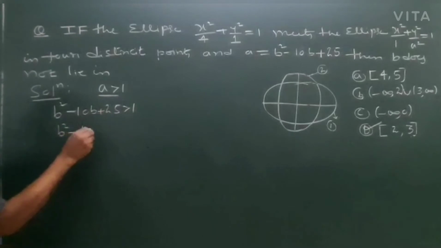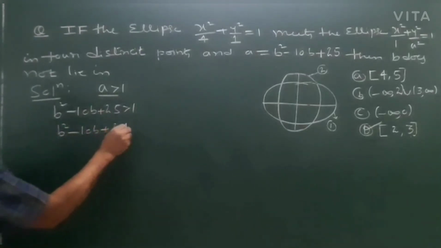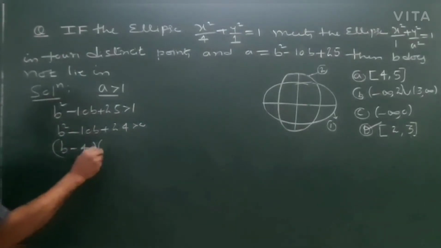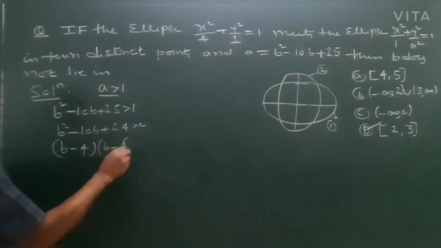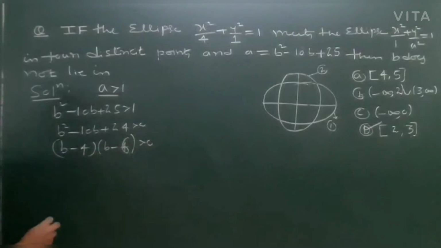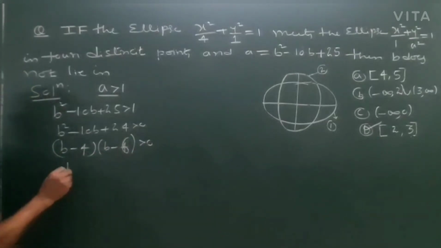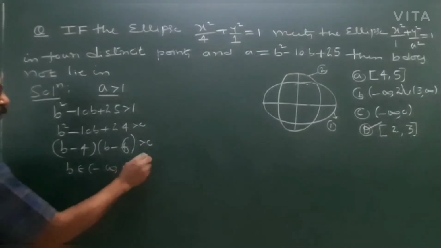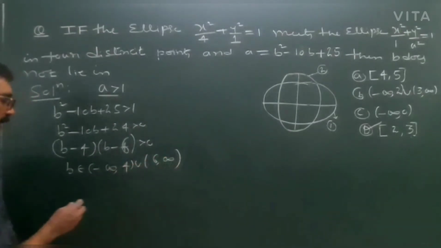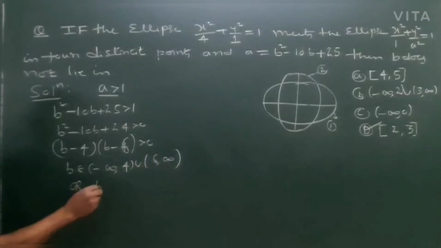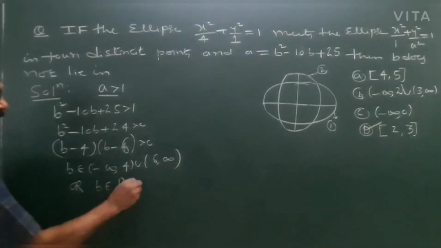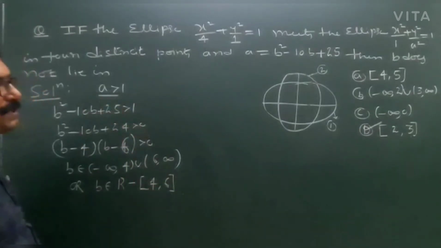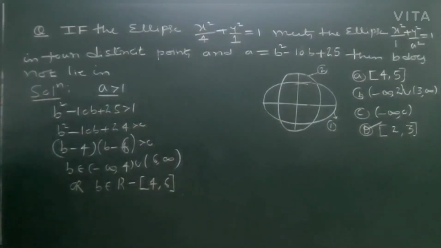Factorize: b square minus 10b plus 24 greater than 0. If I factorize, b minus 4 into b minus 6 is greater than 0, I can write this as b belongs to minus infinity to 4 union 6 to infinity, or in another way, b belongs to R minus the closed interval 4 to 6. Now check the options that give the required answer.